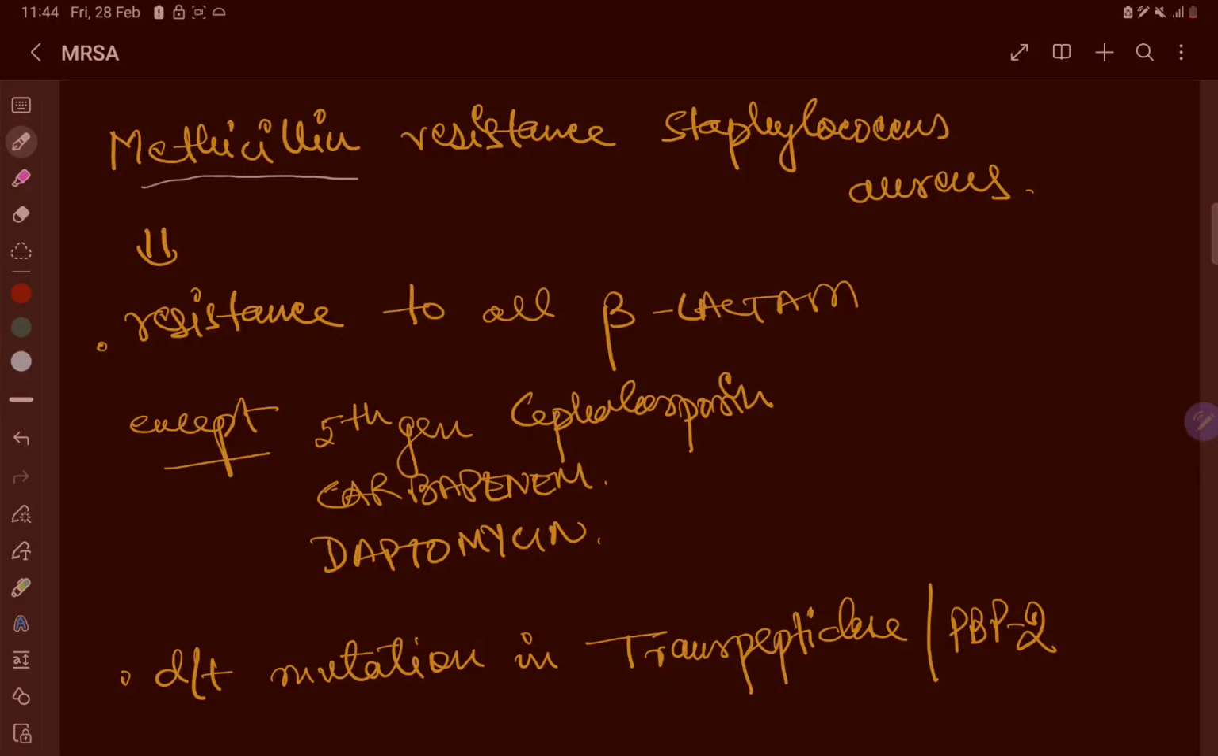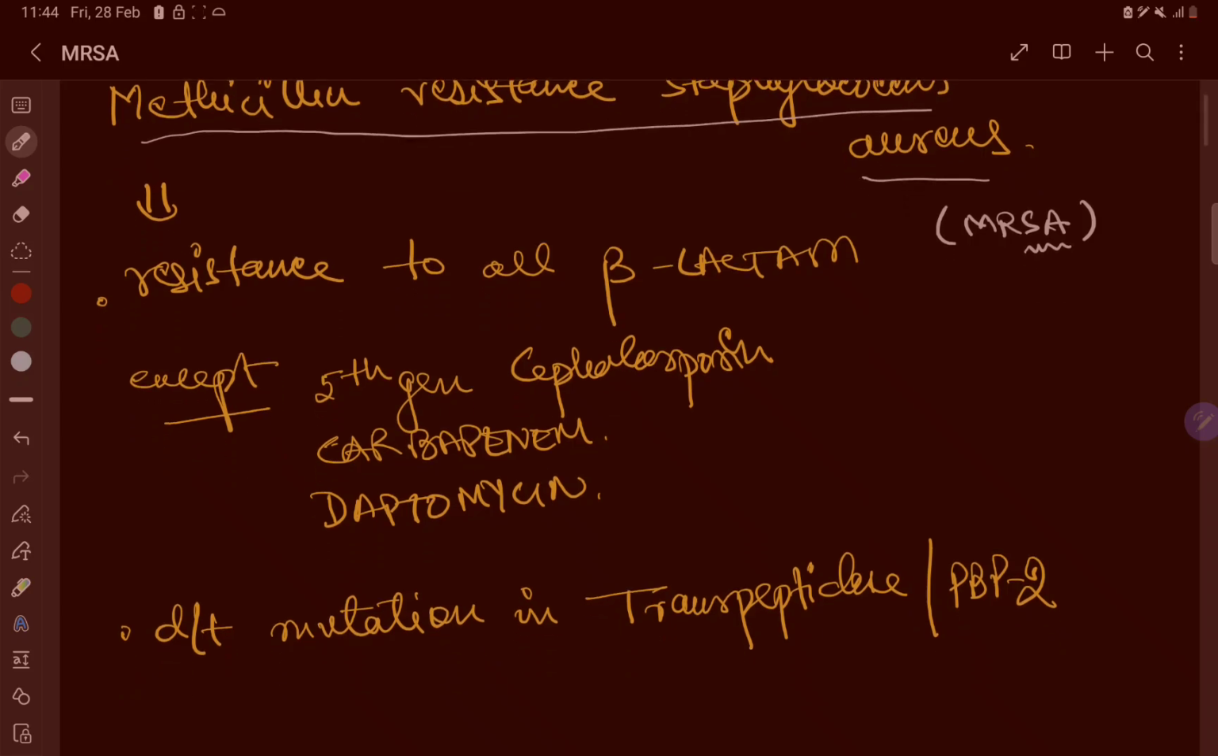Now the topic is methicillin resistant Staphylococcus aureus, or MRSA. Okay, so this Staphylococcus aureus bacteria is actually resistant to a particular enzyme. Now which enzyme? This enzyme is the transpeptidase, or penicillin binding protein 2.